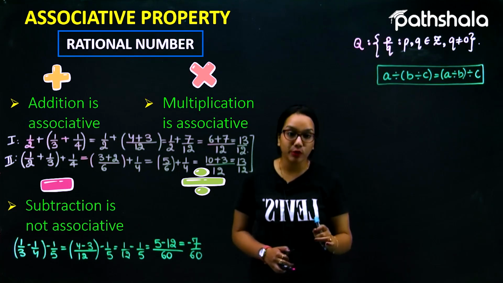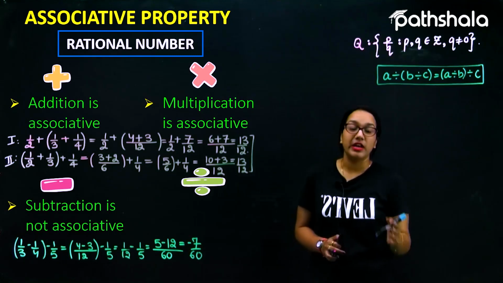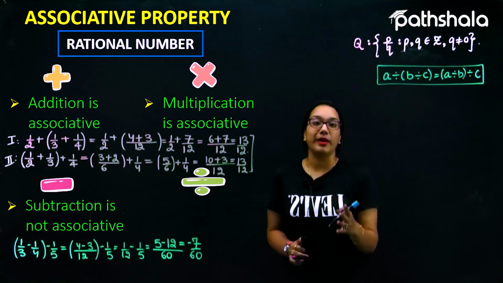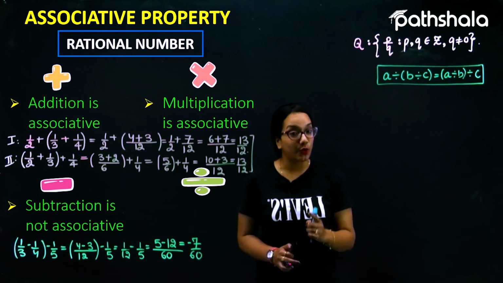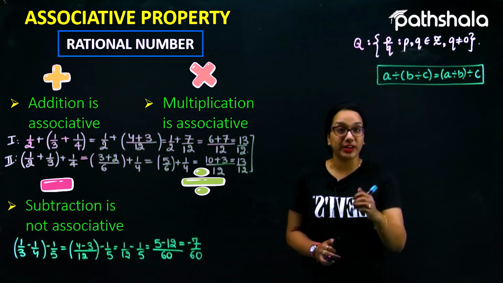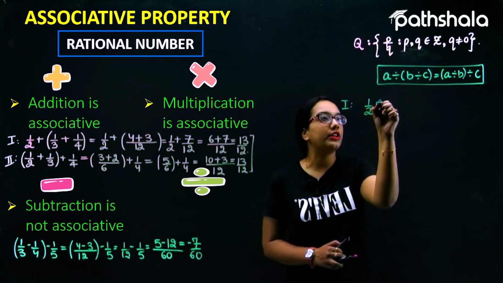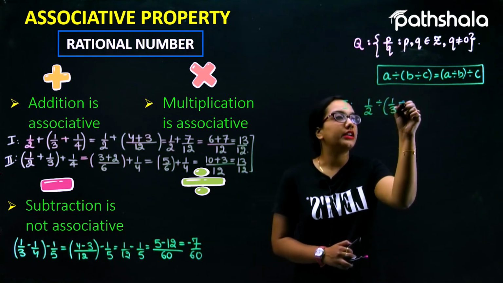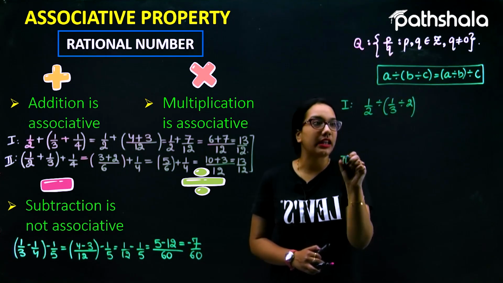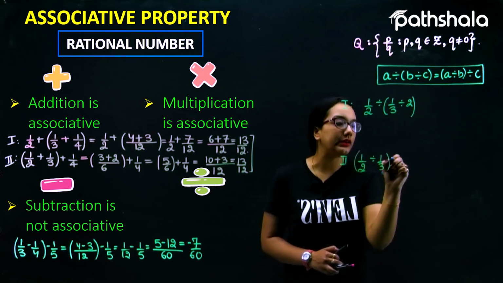If they won't be able to satisfy this particular condition, it means that they are not associative. So let us suppose I'm taking any 3 rational numbers as 1 by 2, 1 by 3 and 2. As we know that 2 is an integer, but 2 is also a rational number. So for the first case, I am taking 1 by 2 divide 1 by 3 divide 2, and for the second case, I am taking 1 by 2 divide 1 by 3 in the first bracket and 2 at the end.